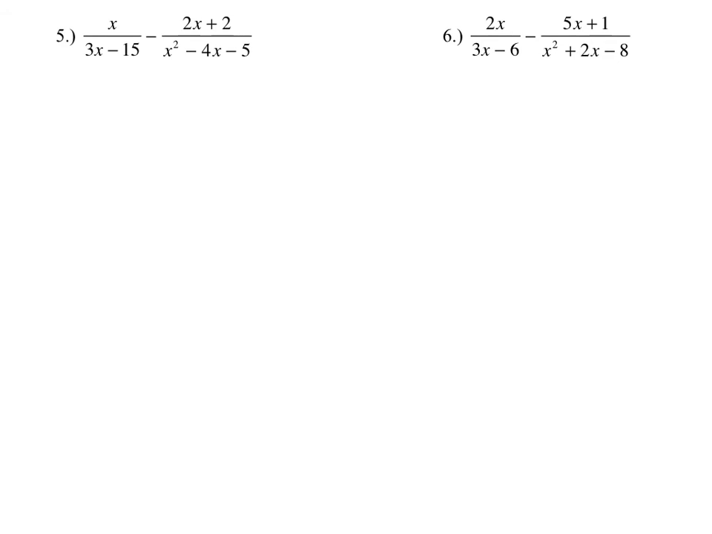Okay, so 2 more subtraction examples. Again, same process. Factor out the GCF.